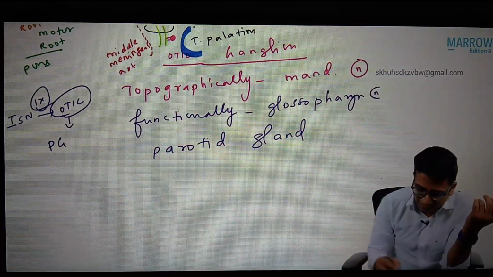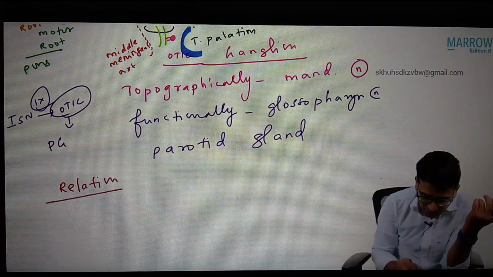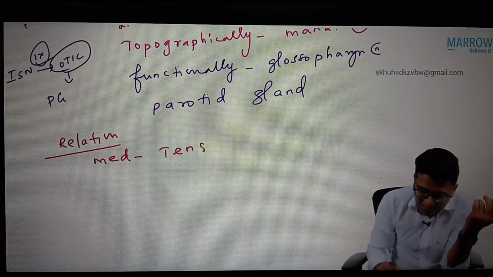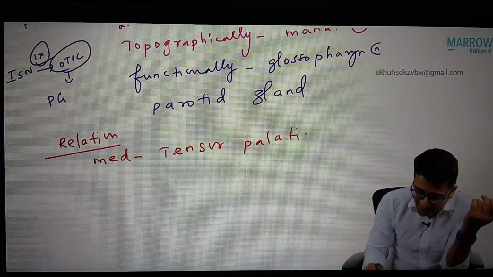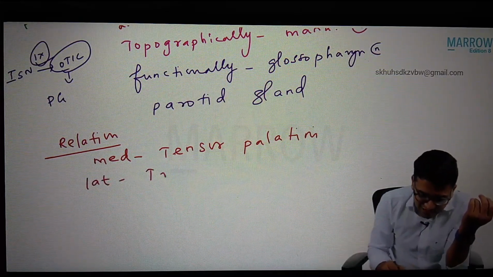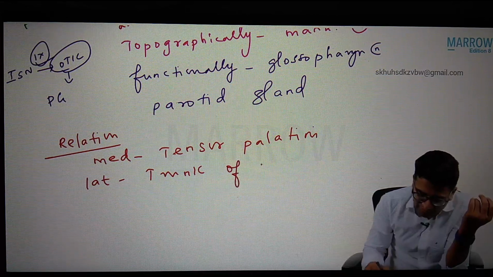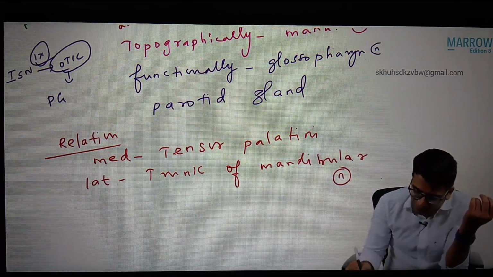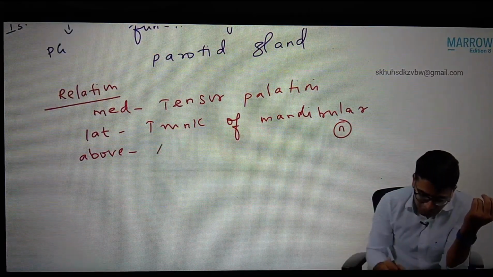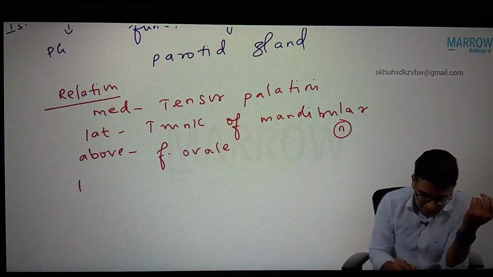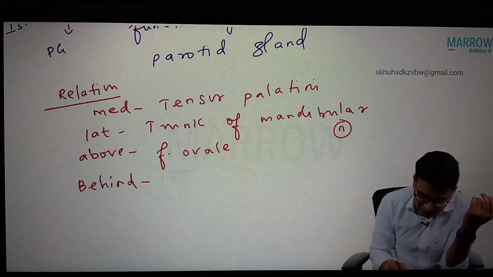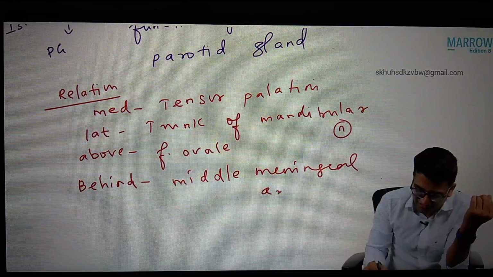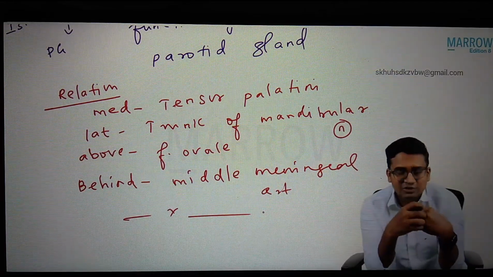Okay. So, OT ganglion relation. Medially, we have a muscle. What muscle? Tensor palatini muscle. Laterally, the trunk of mandibular nerve. And above, foramen ovale, and behind, middle meningeal artery. Okay, this is the relation of OT ganglion.